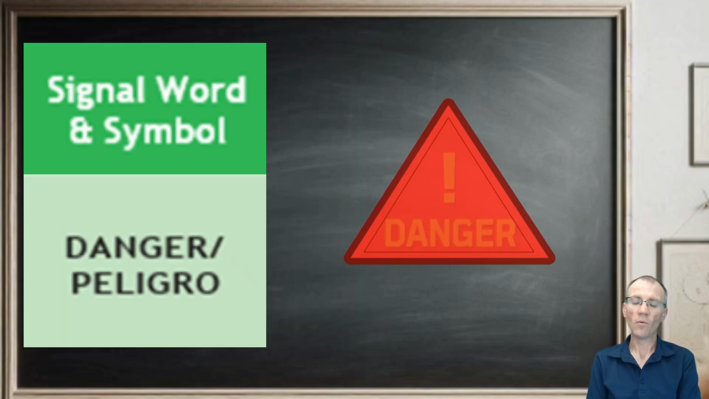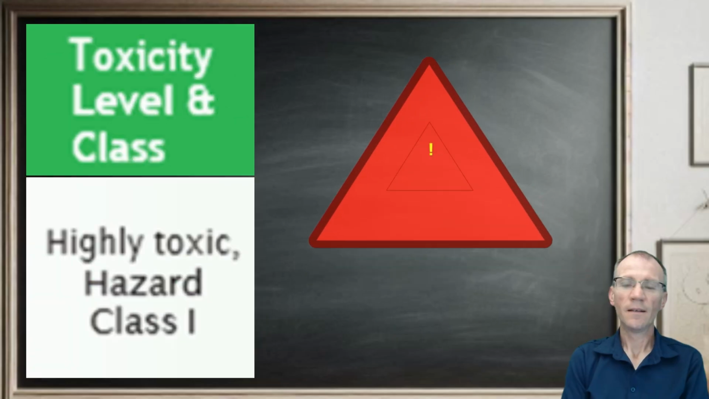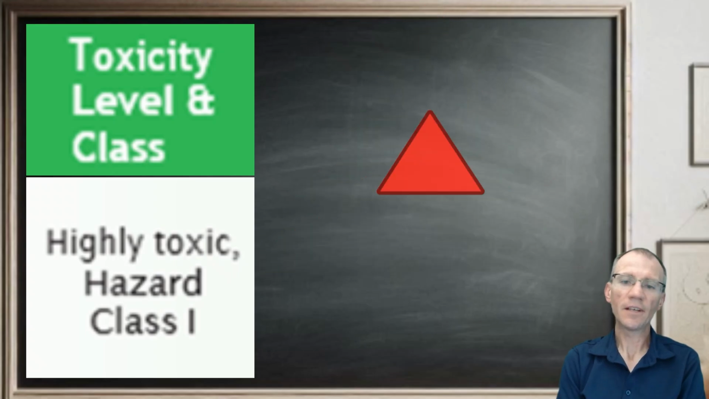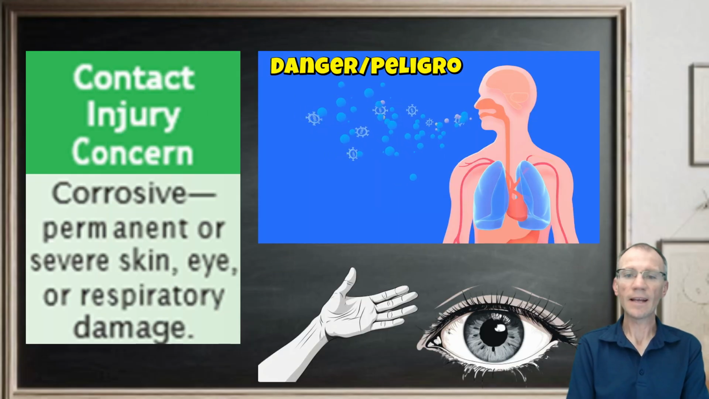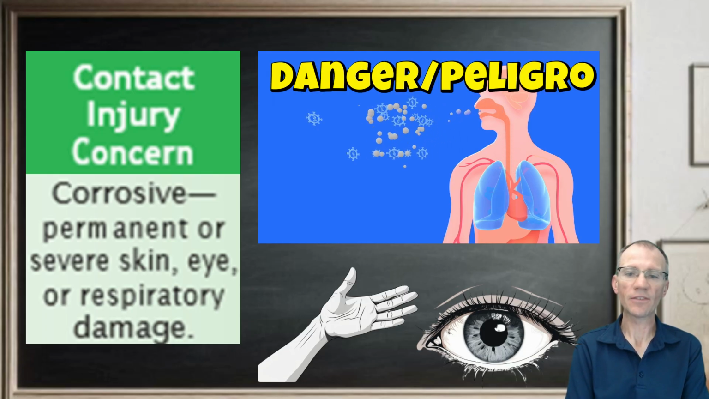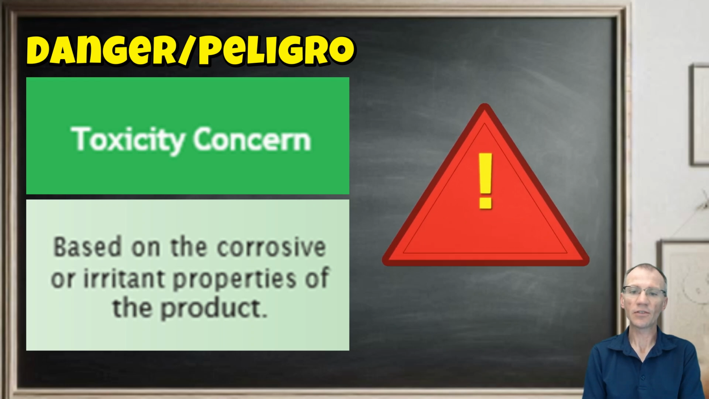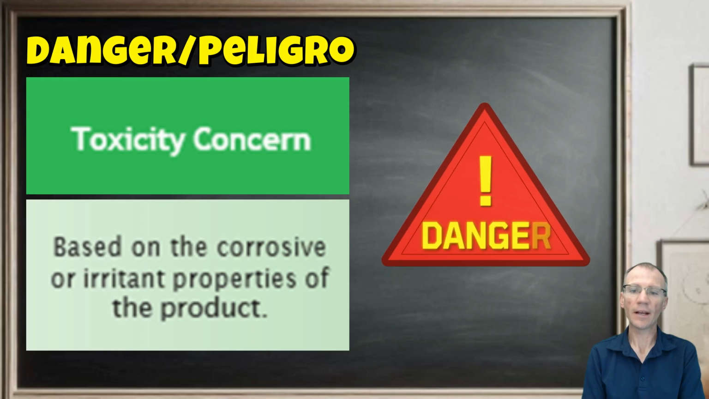Our second signal word is going to be danger, slash, peligro in Spanish. Now, the toxicity level and class of the signal word danger is going to be highly toxic, hazard class 1. Our contact injury concern with the signal word danger is corrosive, permanent or severe skin, eye, or respiratory damage. And finally, with the signal word danger, the toxicity concern is based on the corrosive or irritant properties of the product.